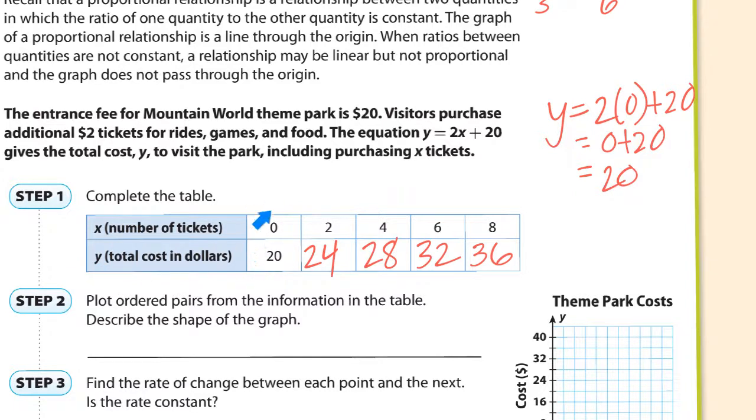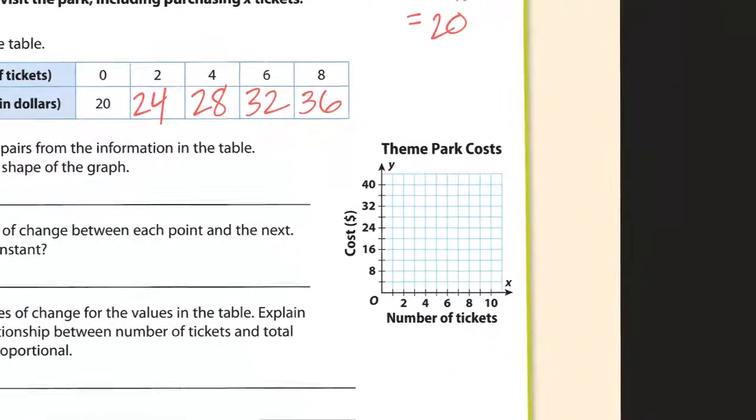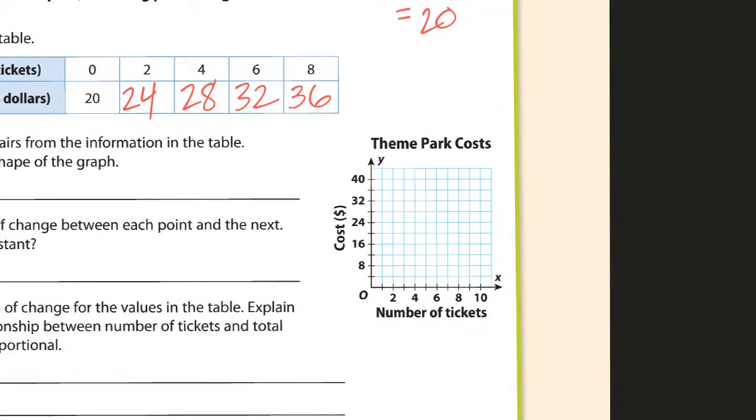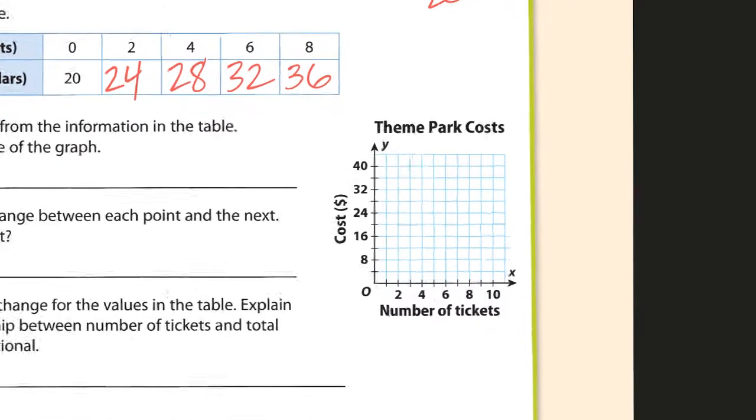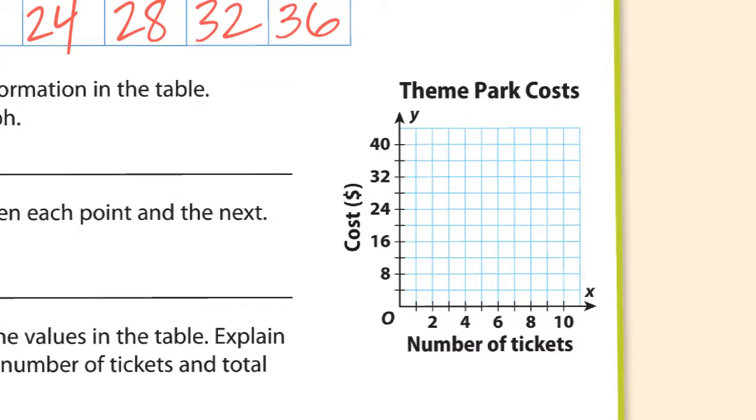We can graph these. This together makes a point right here, and this makes a separate point. Each of these are going to make separate points on our graph here. So we're going to plot them, and we're going to describe the graph. So let's move this over here, and our first ordered pair is 0, 20. So 0, 20 is right there.